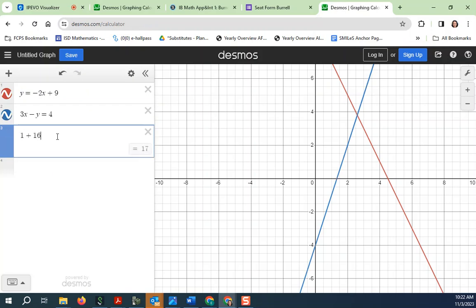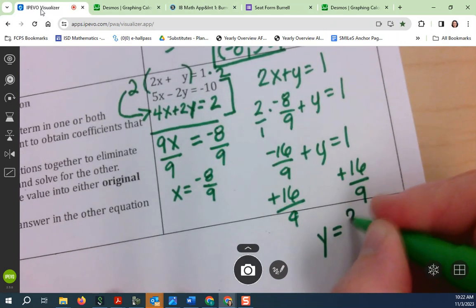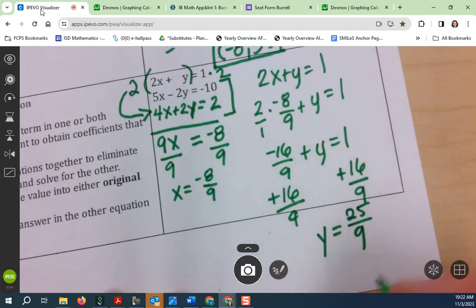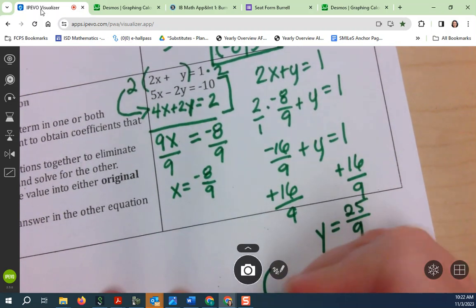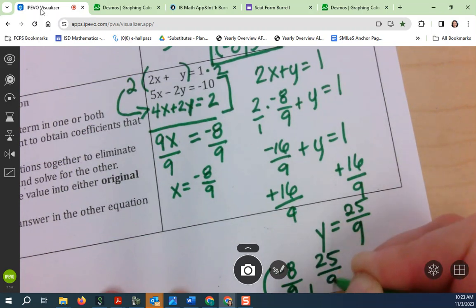1 plus 16 over 9, and then making it a fraction, it's 25 over 9. Anybody have that? Because remember, the number 1 is 9/9. So you have 9/9 plus 16/9. And that gets you 25/9. Okay, where is my paper? Here it is. So y is 25/9. Negative 8/9, comma, 25/9.